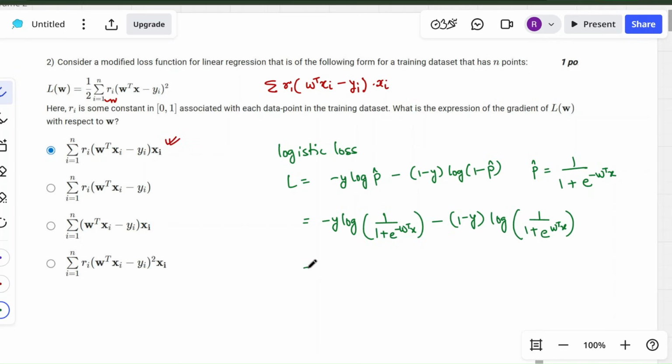And then now I can write this as, so I'll just invert this, right? And then a negative sign will come in front of it. So it will be just y log 1 plus e to the power minus w transpose x minus, right? Again, I'll invert this also. So it will be a plus here, 1 minus y log of 1 plus e to the power w transpose x. Right? Okay.